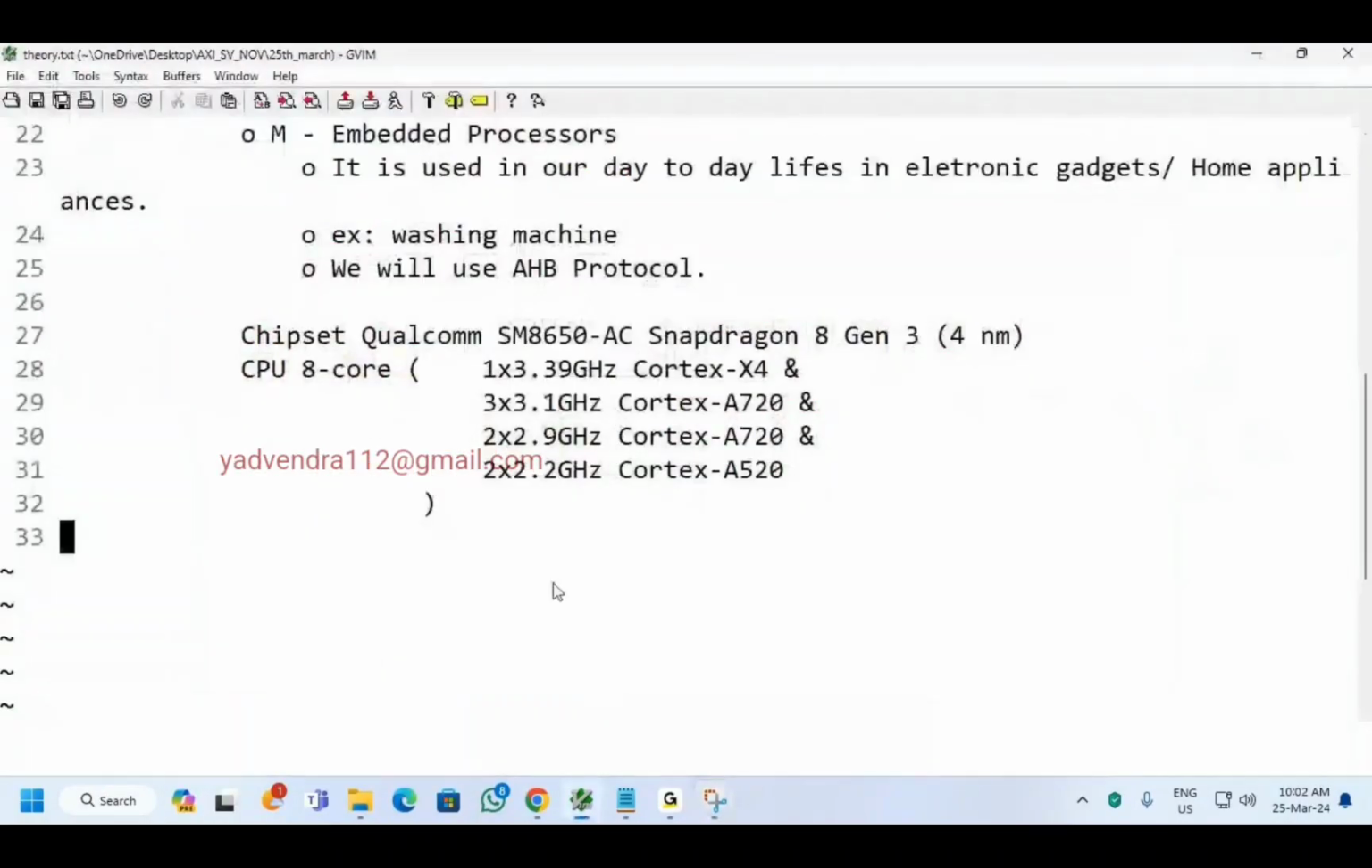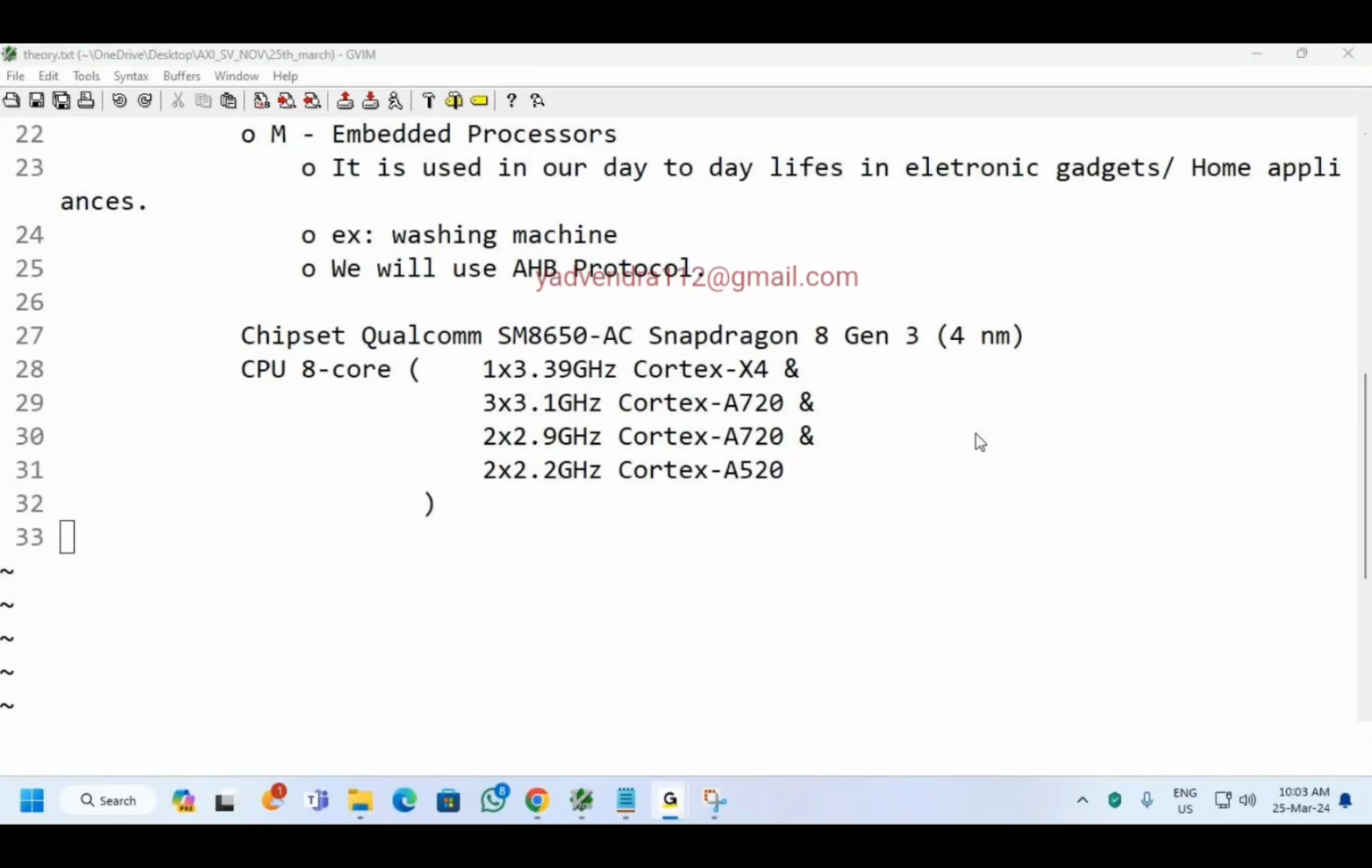Sir, I am confused about the AMBA protocol and the AXI protocol. Is the AMBA protocol the advanced version of APB, right? No. APB is one of the protocols in AMBA. Sir, can you briefly explain the difference between AMBA and AXI?